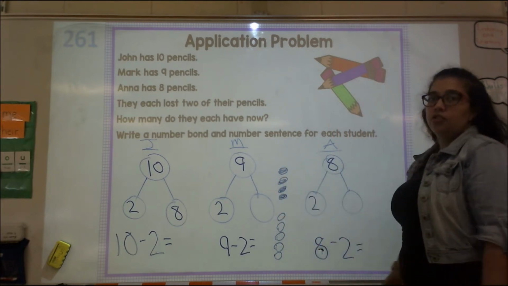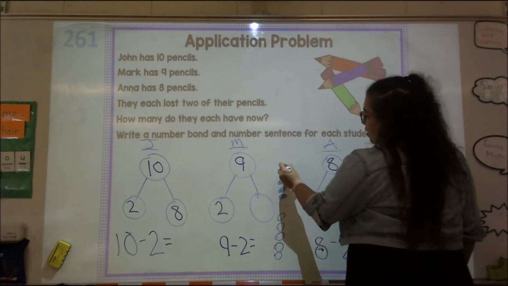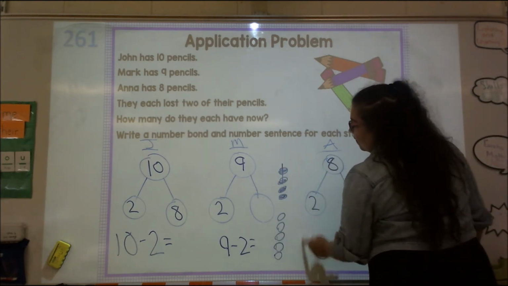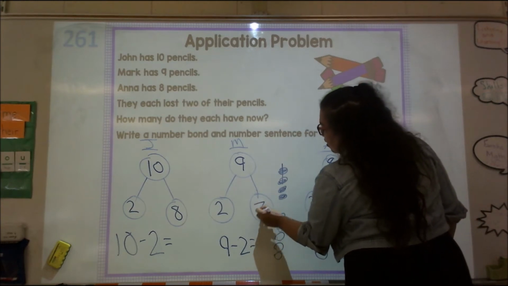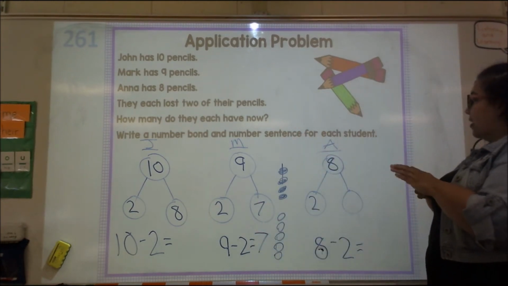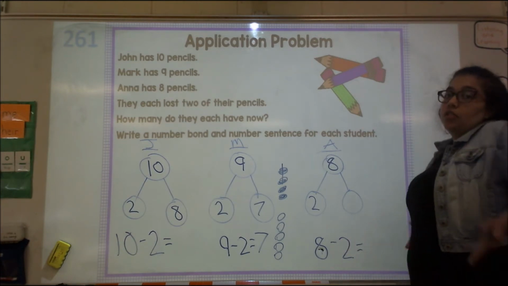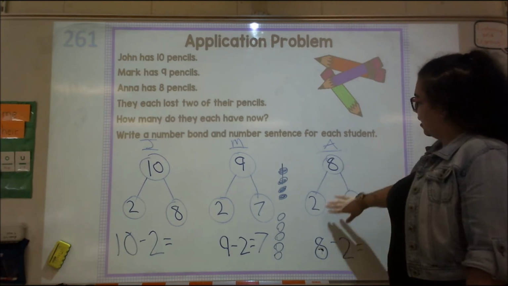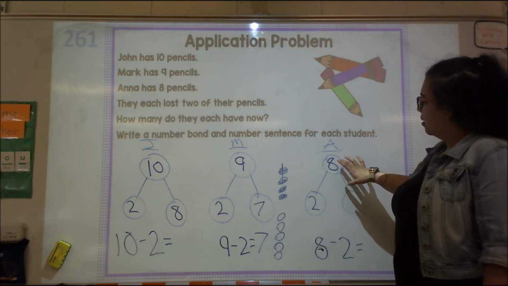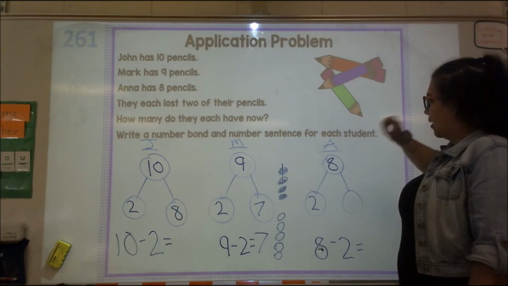And when I take away 2, should I take it from the 5 group or from the other part? From the other part. Take away 2. What's left? 5, 6, 7. So 9 minus 2 equals 7 pencils. And here we have Anna's pencils. 8 minus 2 is equal to, so we see that 2 is our known part. 8 is our whole. Let's count back.